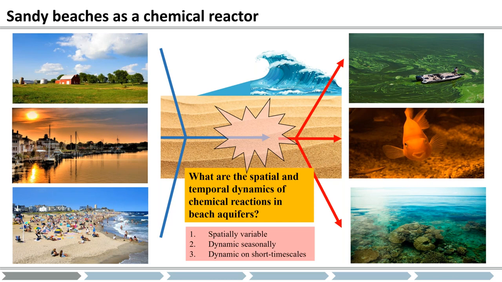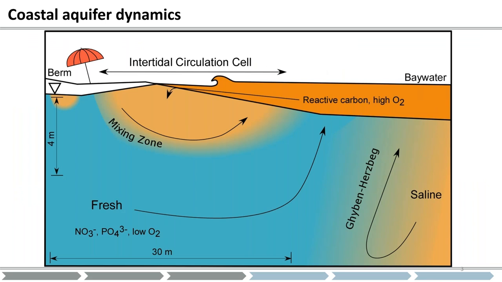Here is a schematic diagram of a coastal aquifer. You're seeing the cross-section of a beach. Here on the left, you see fresh groundwater in blue discharging seaward. With it, it's carrying terrestrial nutrients such as nitrate and phosphate, and it's low in oxygen. Here in the darker orange, you're seeing the salty seawater. It's open to the atmosphere, so it's high in oxygen. It also has high reactive organic carbon that could serve to jumpstart some of the reactions within the beach aquifer, and that's from phytoplankton and algal detritus.